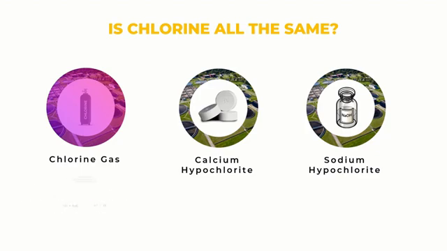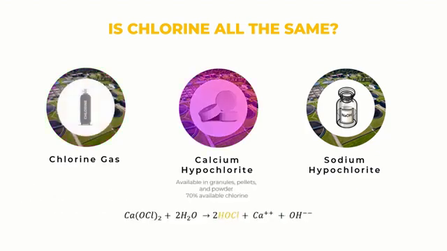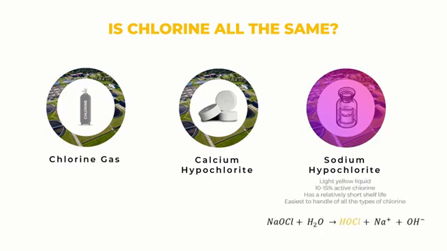The second form of chlorine is calcium hypochlorite. It is manufactured from chlorine gas and it is a white corrosive solid that comes either in tablet form or as a granular powder. Calcium hypochlorite increases the pH of the water instead of decreasing the pH like chlorine gas does. The third form is sodium hypochlorite, a chlorine-containing compound most easily recognized as household bleach.